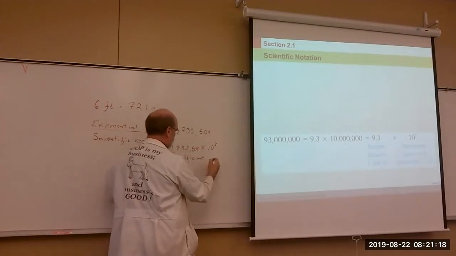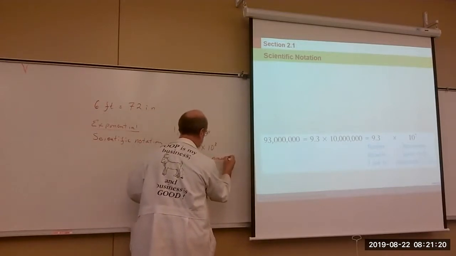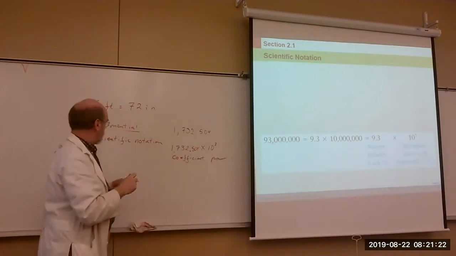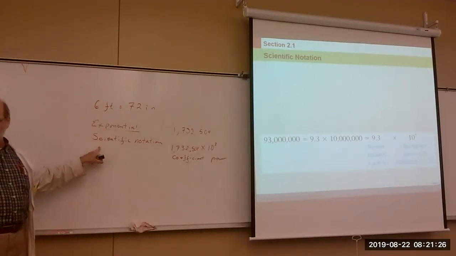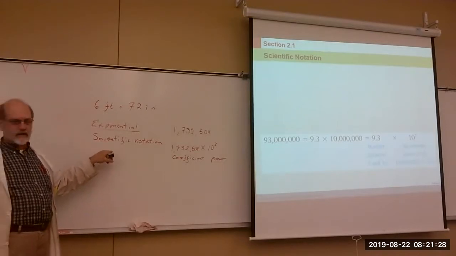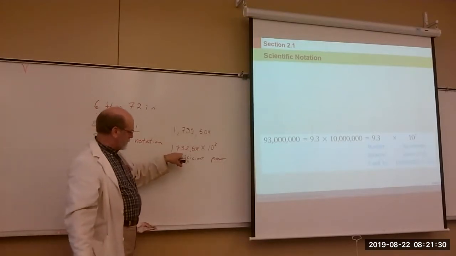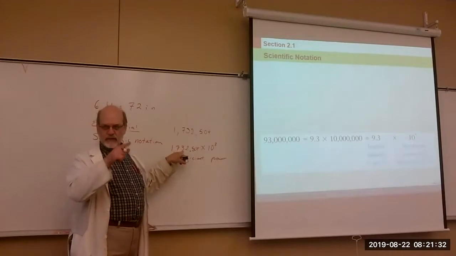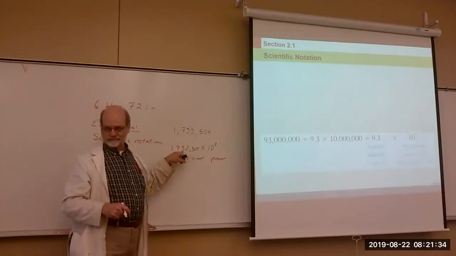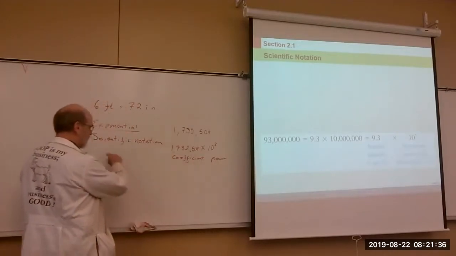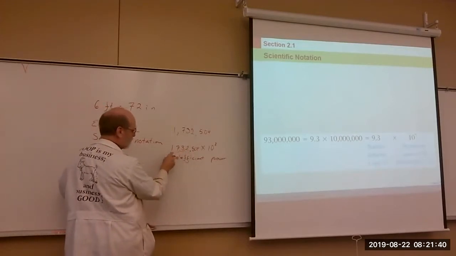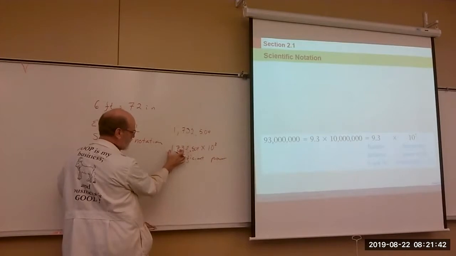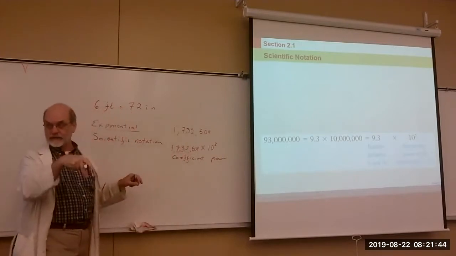And this is the power. Okay, that's valid exponential notation, but it's not scientific notation. In order to be scientific, that x, the coefficient, has to be between 1 and 10. So to make it scientific, we'd have to move it three more places, right? Because now the decimal point is here, and that value is between 1 and 10.